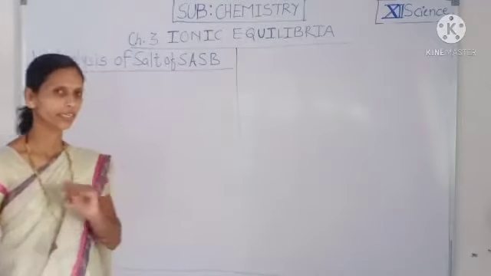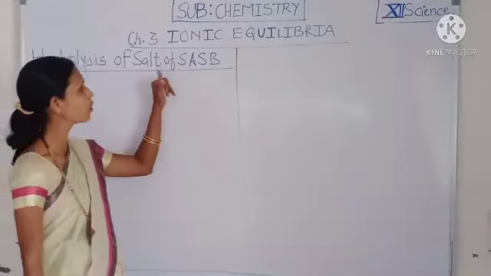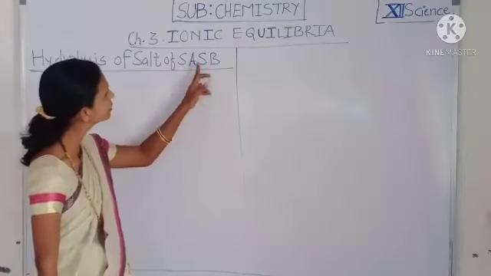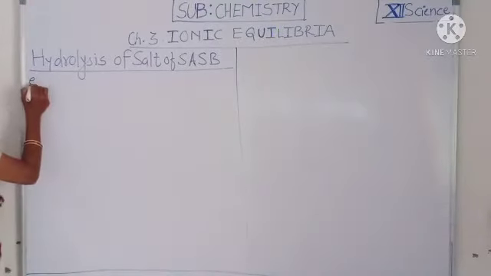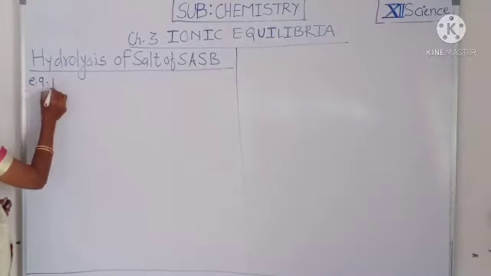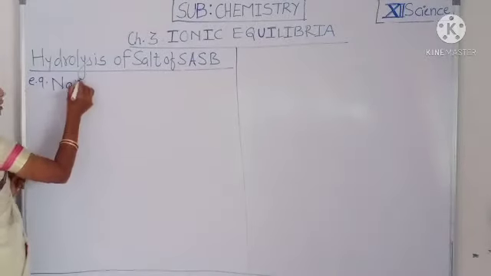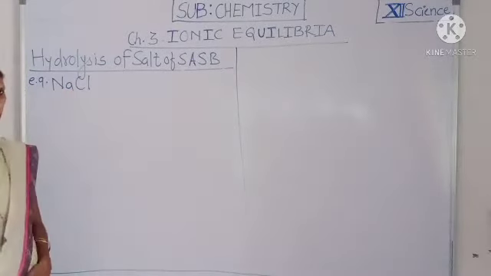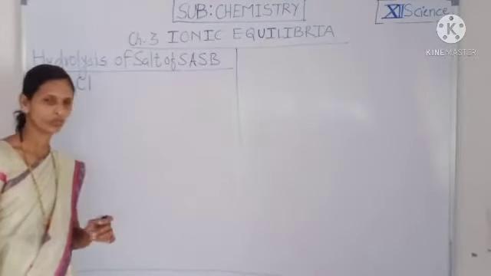First of all, see here, hydrolysis of salt of strong acid, strong base. Examples of salt of strong acid, strong base are NaCl, KCl, Na2SO4, or K2SO4.